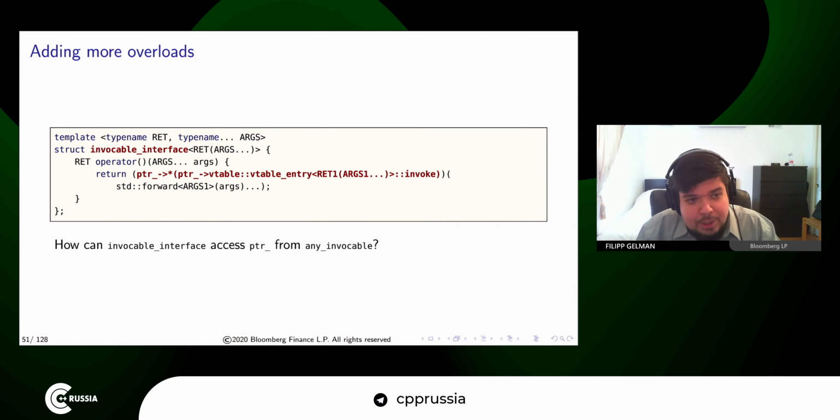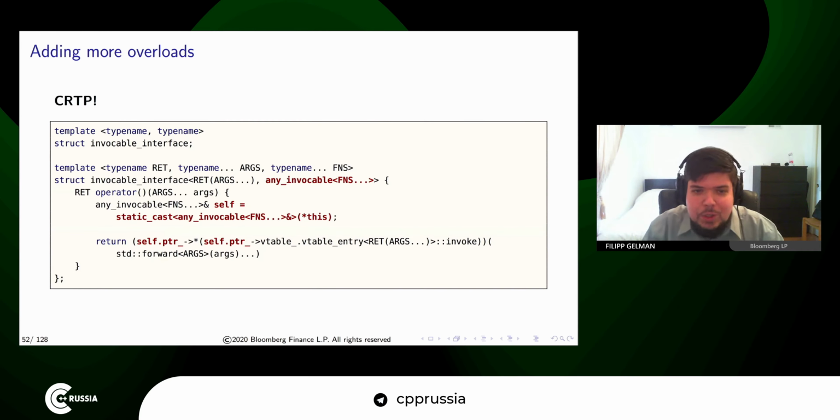But there's a problem here. How is this invocable interface supposed to know where the pointer is? How to get the correct pointer from the any invocable? How is it supposed to know which any invocable it's a part of, even? It's just taking care of one overload, and that any invocable can have lots. Well, the answer here is the curiously recurring template pattern, CRTP.